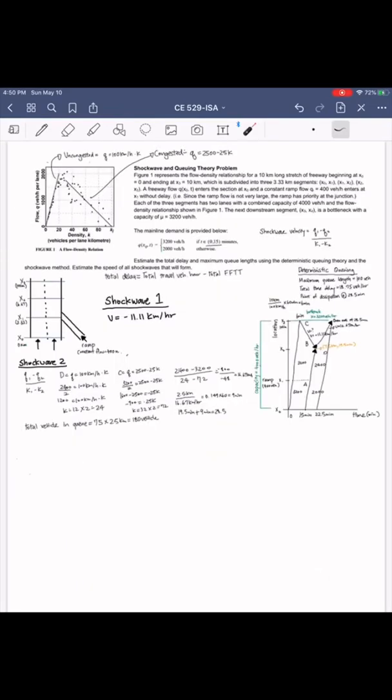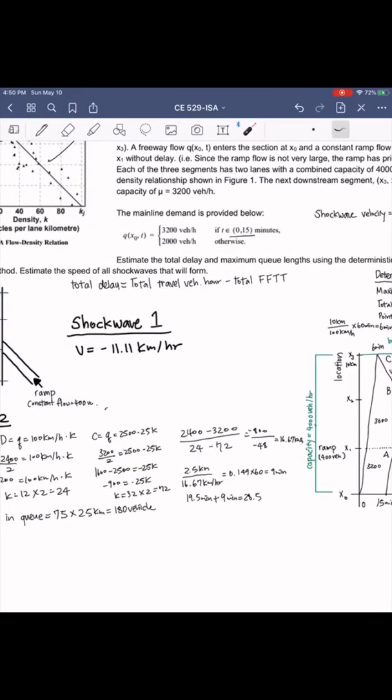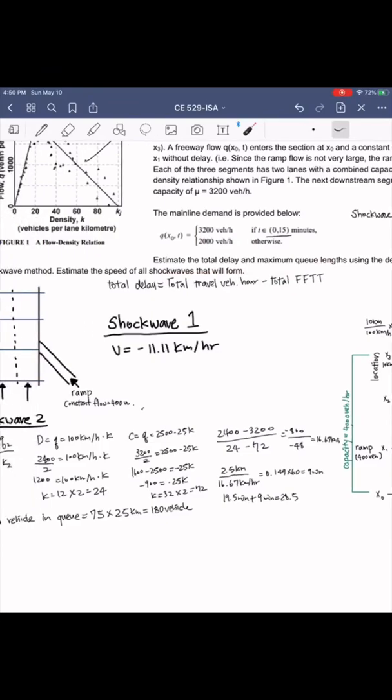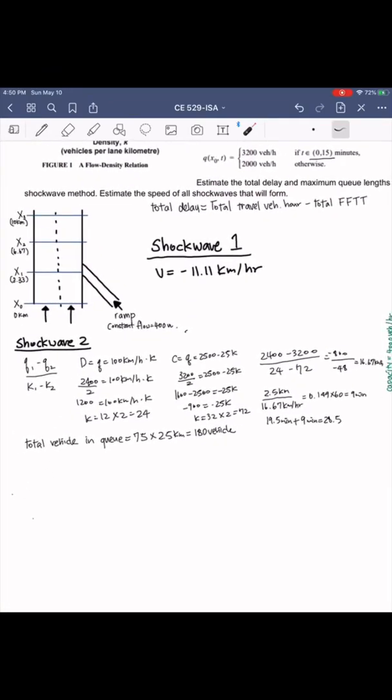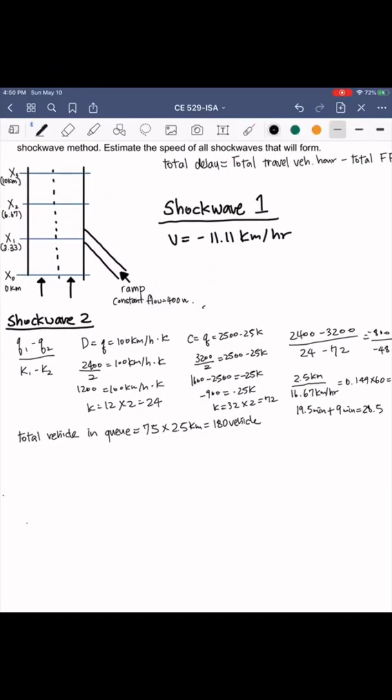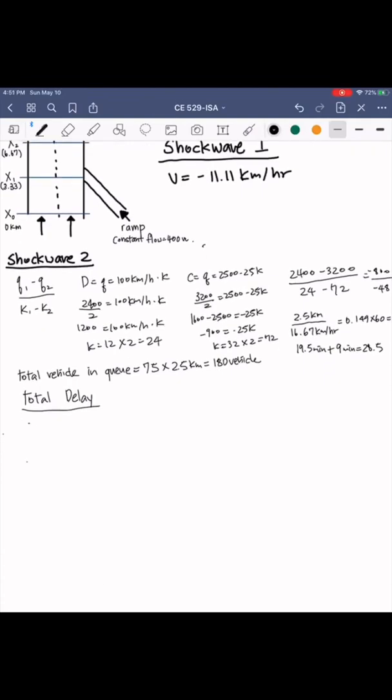Now you want to calculate the total delay time. Total delay can be calculated by the total travel time in vehicle hours minus the total free flow travel time. So it's basically subtracting the total free flow travel time from the actual vehicle hours. Let's start with the free flow travel time first. Let me write down total delay and free flow travel time.